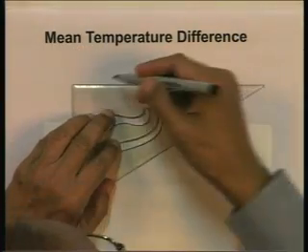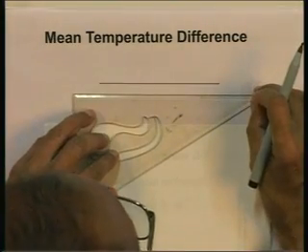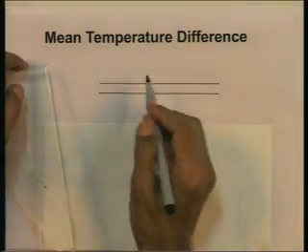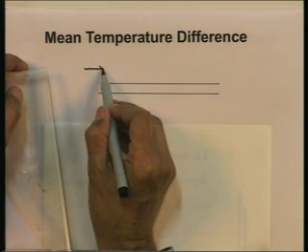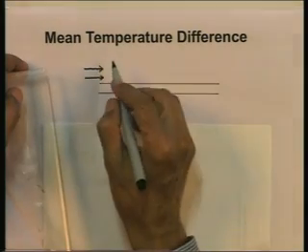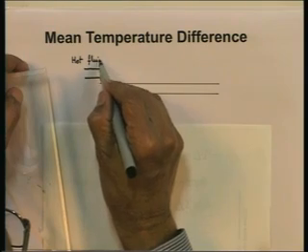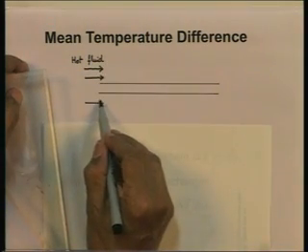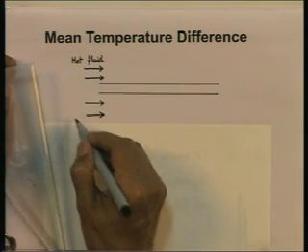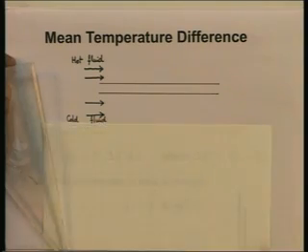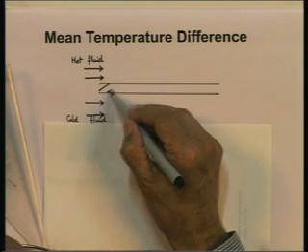Let us consider some heat transfer surface. Let me draw heat transfer surface like this, across which heat is flowing. A hot fluid, let us say, is flowing on the top side. Let us say this is the hot fluid. And let us say the cold fluid is flowing on the other side. This is the heat transfer surface.